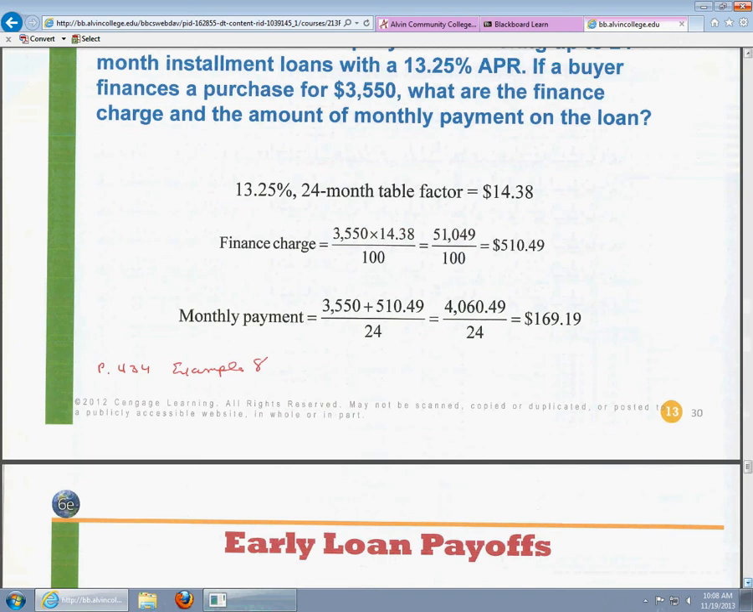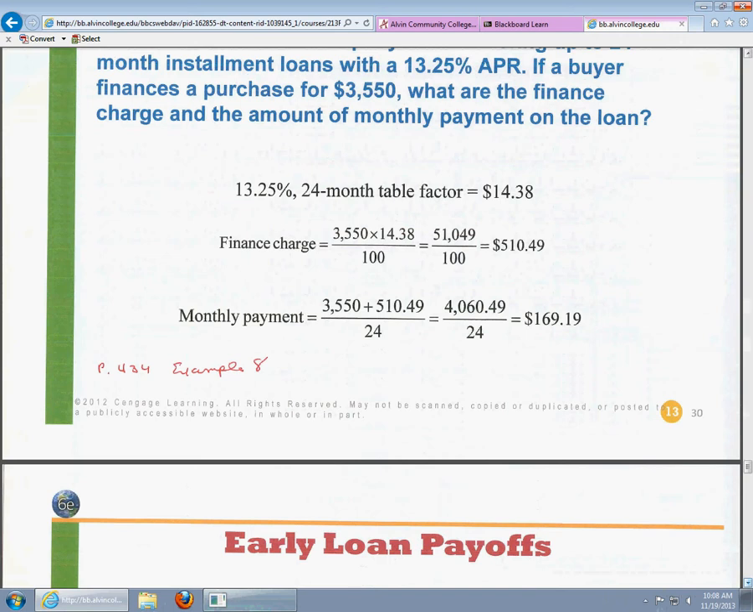Okay, an early loan payoff. A finance charge rebate is an unearned portion of the finance charge that the lender returns to the borrower when an installment loan is paid off early. Because when they are figuring your loan, they're figuring the finance charge, dividing it by the number of months to get your monthly payment. So they've already tacked in that monthly charge, and now they're going to rebate some of it.